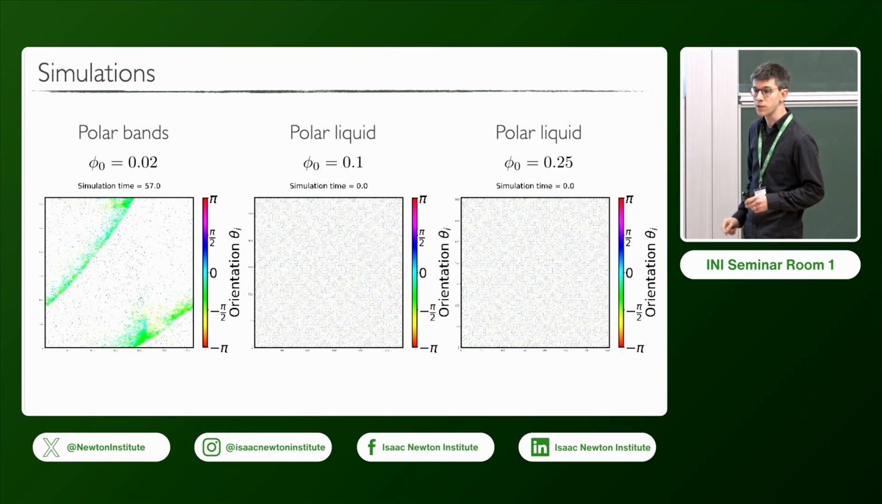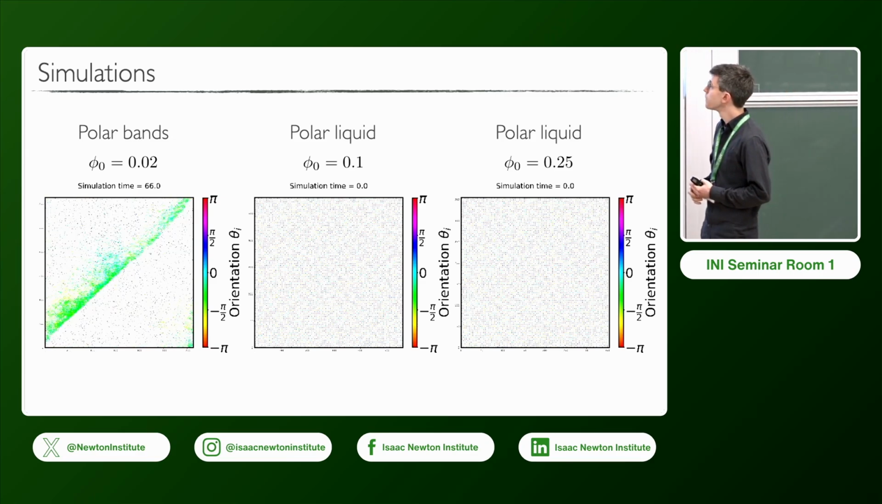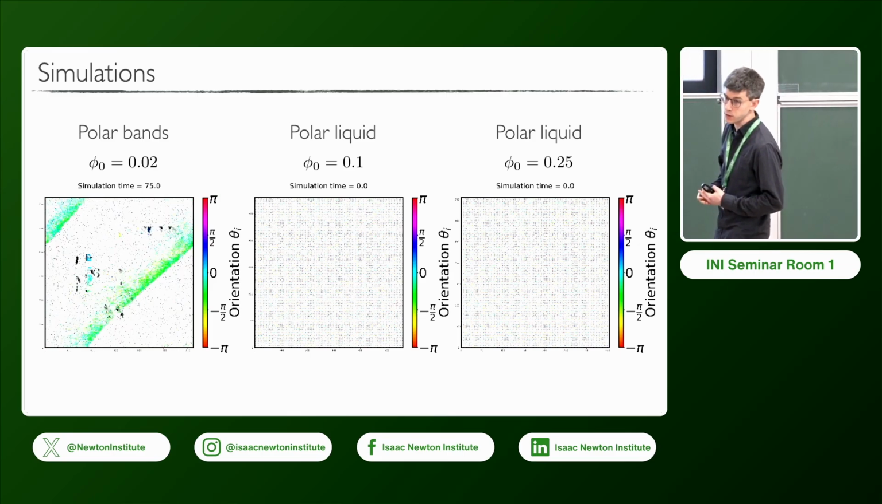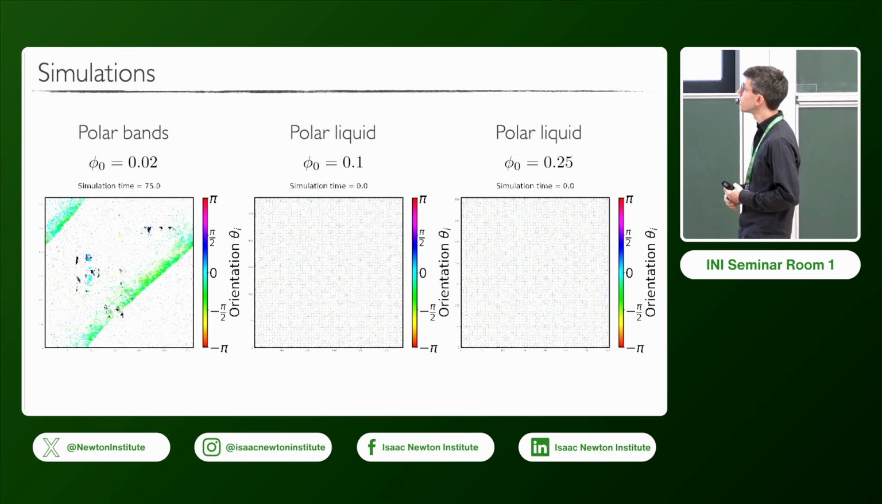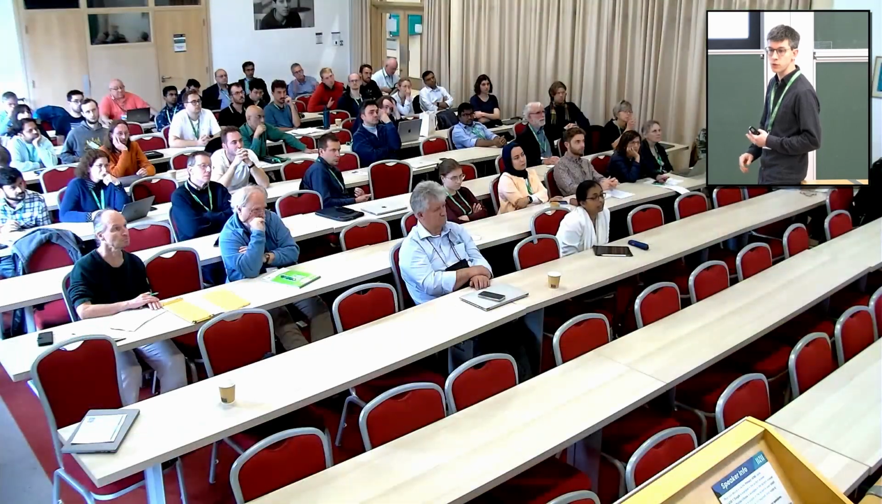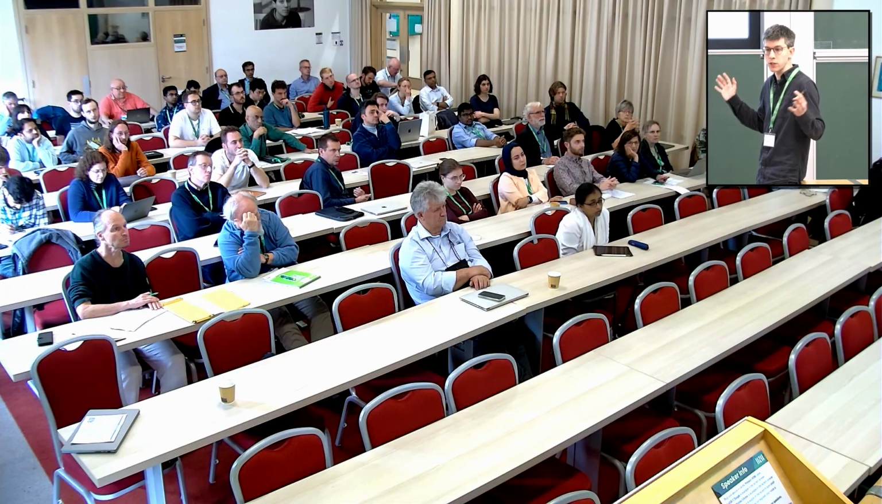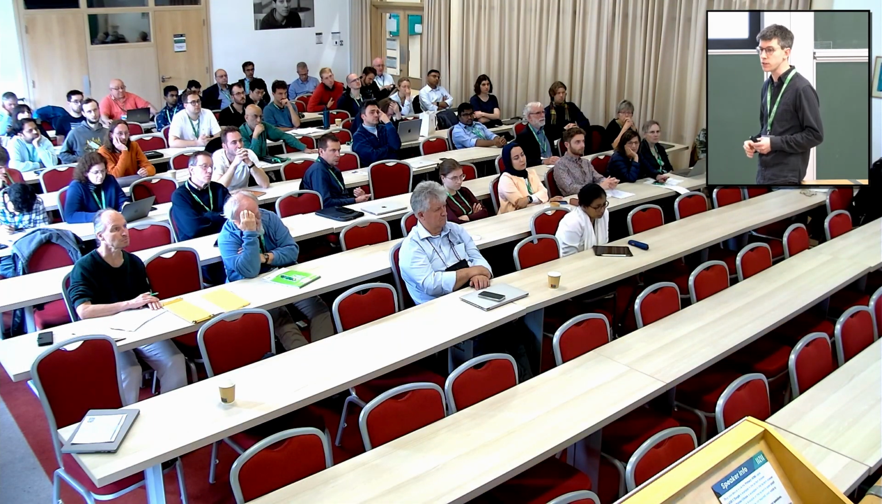And so these are the kinds of states that we... So how many particles are there in this box? In this box, 40,000. And now is when the video is corrupted. But we get polar bands which are very similar to the ones you get in the Vicsek model, but for completely different reasons.